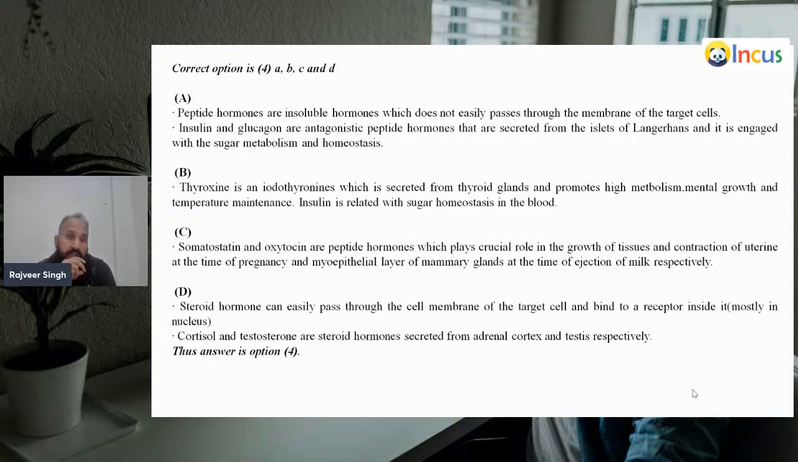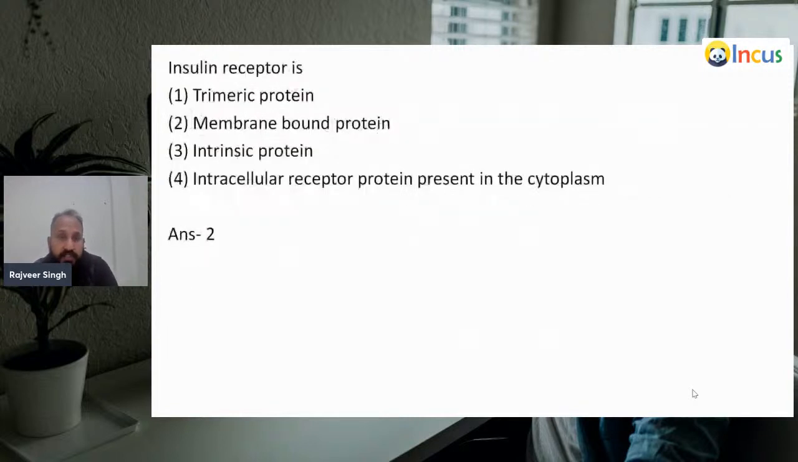Then after, steroid hormones can easily pass through the cell membrane of the target cells and bind to a receptor inside, mostly in the nucleus. So cortisol and testosterone are steroid hormones secreted from the adrenal cortex and testis respectively. So this answer is the right one.